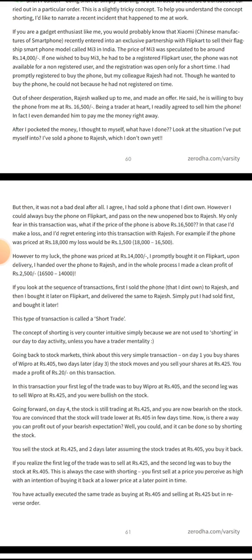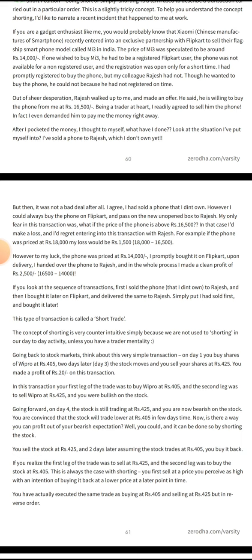My only fear in this transaction was, what if the price of the phone is above rupees 16,500? In that case, I did make a loss, and I did regret entering into this transaction with Rajesh. For example, if the phone was priced at rupees 18,000, my loss would be rupees 1,500. That is 18,000 minus 16,500.